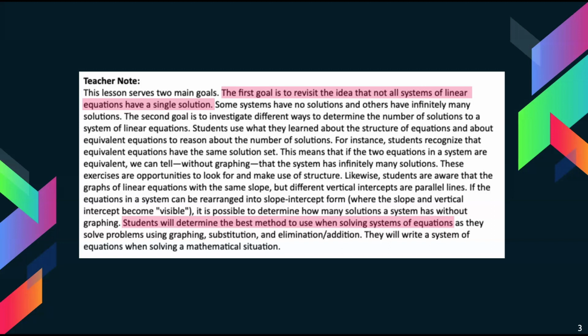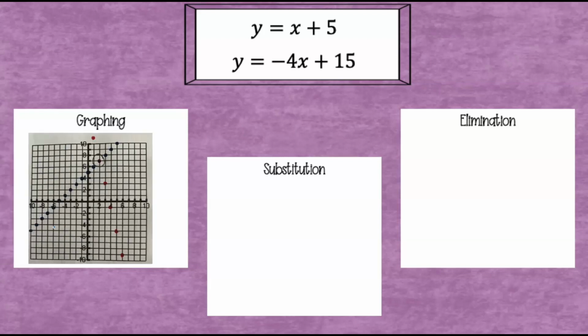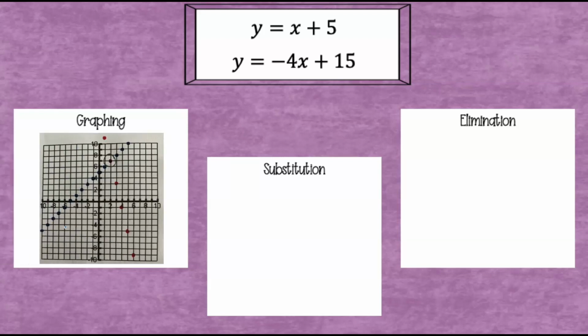To complete this task, you will be placed in groups of 3, and you will work on this asynchronously and then add your work to the shared Google slide. Each person will be assigned a different method to solve the same problem. If you are selected to complete the graphing method, you cannot use technology. You have to use the graph that is provided for you.